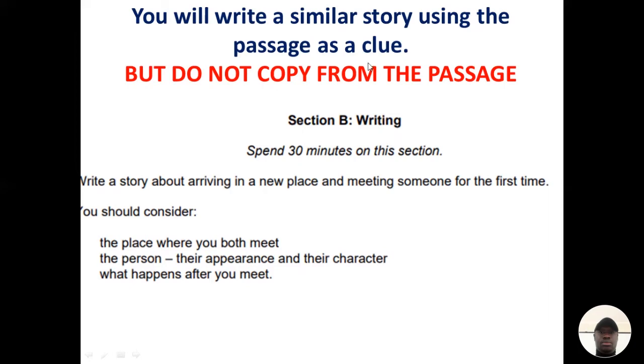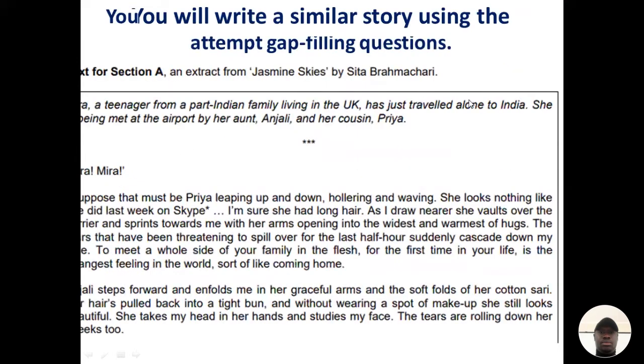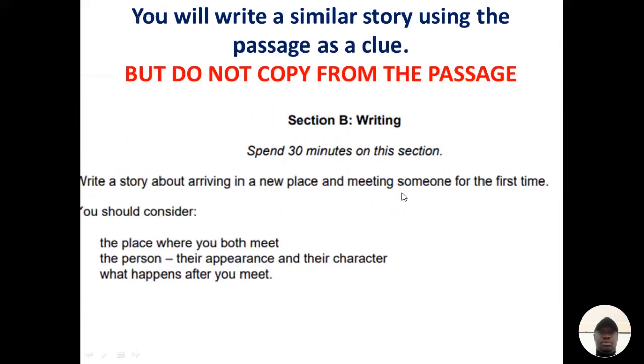But do not copy from the passage. If you copy from the passage, you're going to lose marks. So you only use the passage as a clue. It says, write a story about arriving in a place and meeting someone for the first time. The previous passage will definitely have some elements about arriving at a place for the first time. Now look at this. A teenager from a part Indian family living in the UK has just arrived alone in India. So you see, you are going to change the places. UK to India, you can change it from Nigeria to Switzerland, it's up to you.